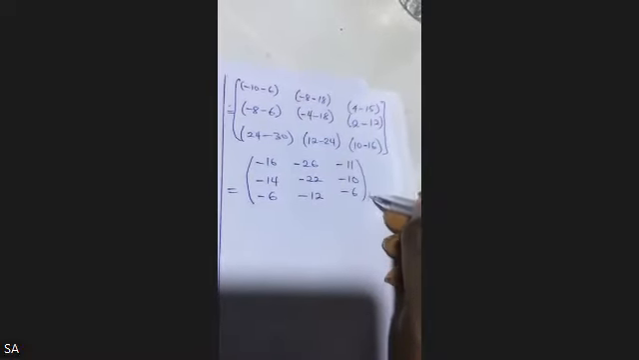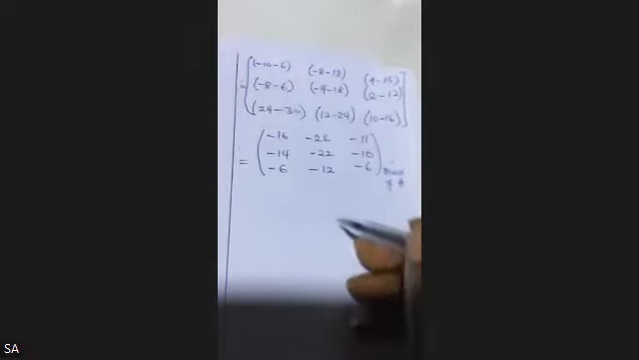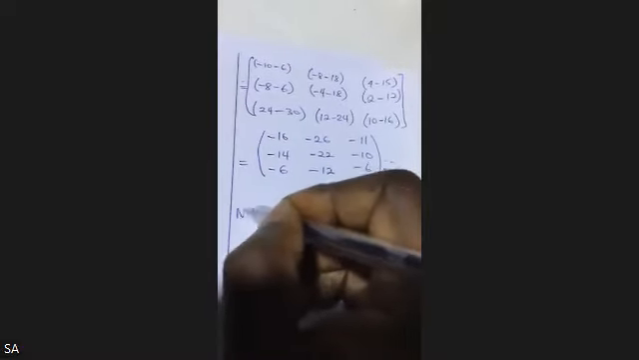So class, this is the minor. Class, this is the minor, okay? We just obtained the minor of what? This is the minor of A. We have obtained the minor of A. Now let's go to the next. The next step is what?